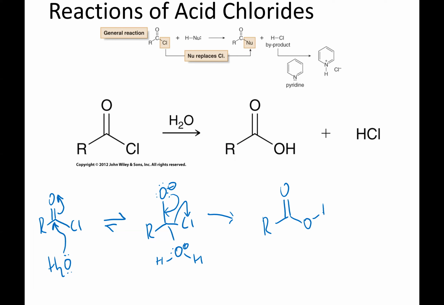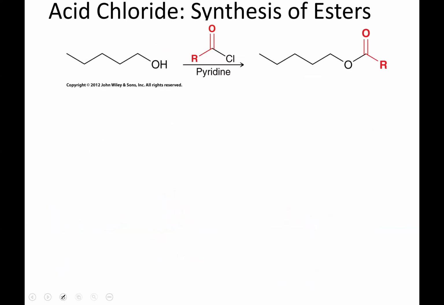Now we have a carboxylic acid that's protonated. And then the last step is a proton transfer, and we use water as the base to remove that proton, and we produce the carboxylic acid. So there might be a couple of times when you want to do this reaction, but typically this is a reaction that we really want to avoid. So let's move on to some more useful reactions of acid chlorides, sorry.